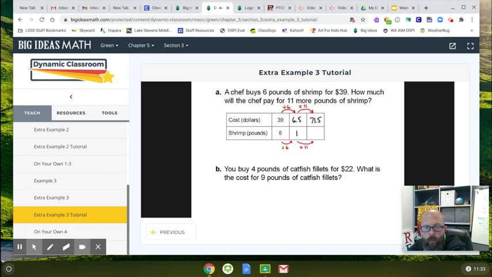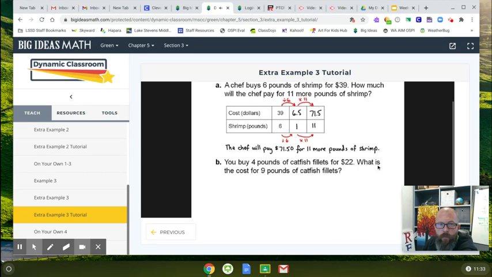Part B. You buy 4 pounds of catfish fillets for $22. What is the cost for 9 pounds of catfish fillets? You can model the rate using a double number line. The cost for 4 pounds is $22. The cost for 8 pounds is $44. And the cost for 12 pounds is $66.